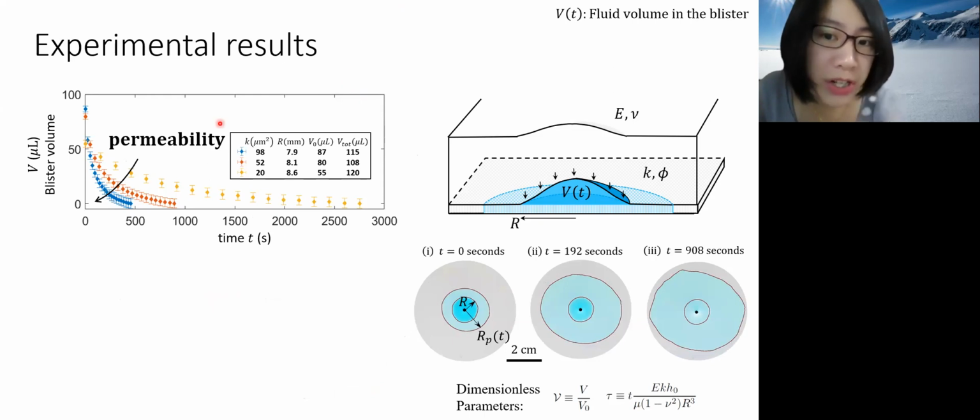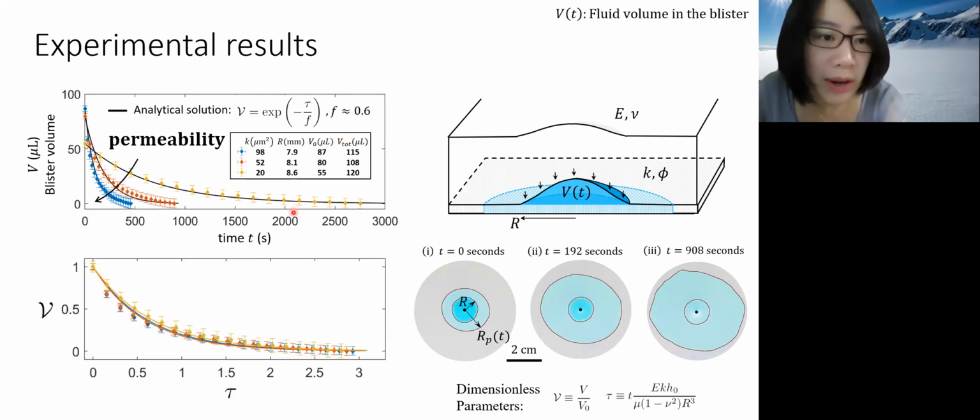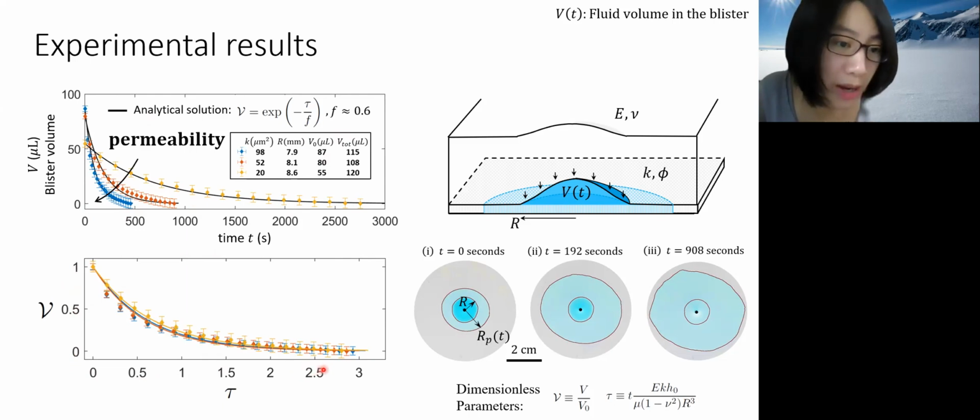Here I plot the measured blister volume as a function of time for 3 different permeabilities. We found that the exponential solutions agreed well with the experiment, with all the 3 experiments with only 1 fitting parameter. And also after rescaling the data with a characteristic time and characteristic volume, the data for 3 different permeabilities collapse onto a universal curve, demonstrating the success of our scaling in capturing the relationship between relaxation time and permeability.